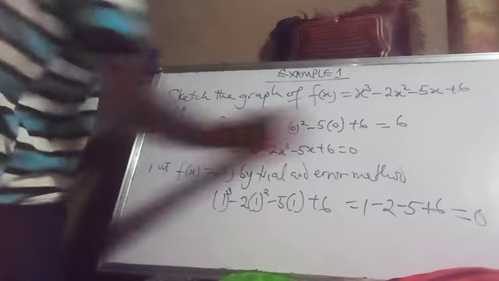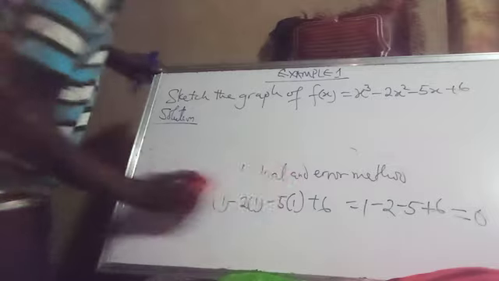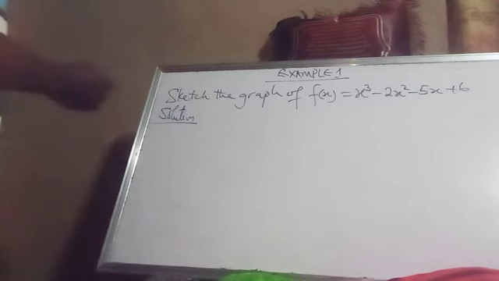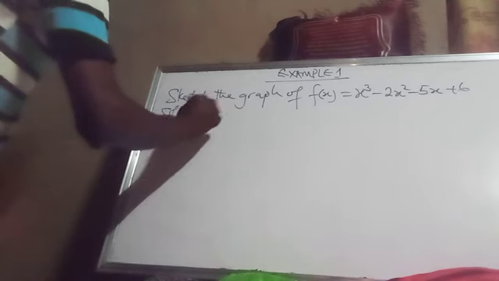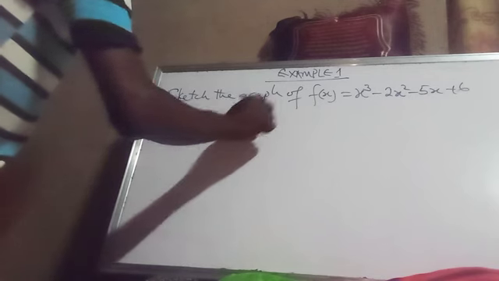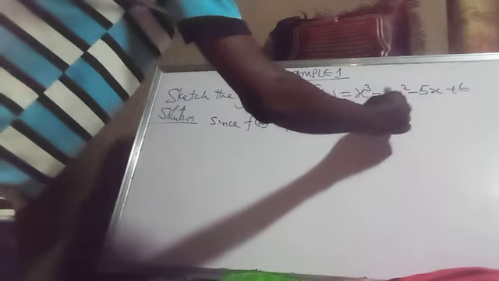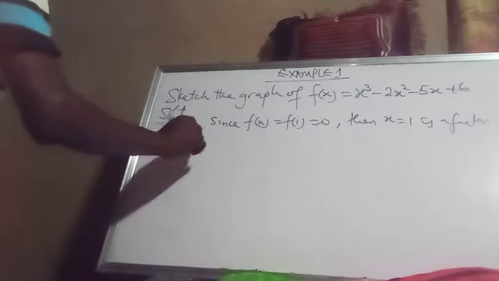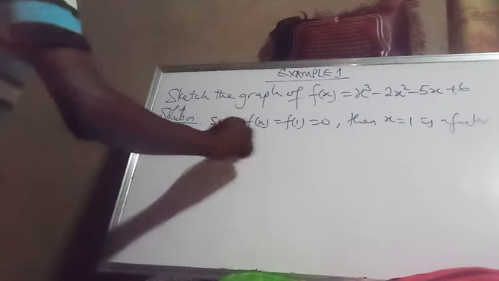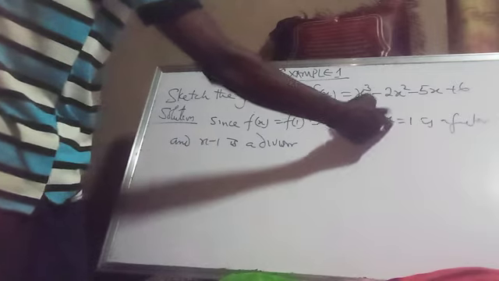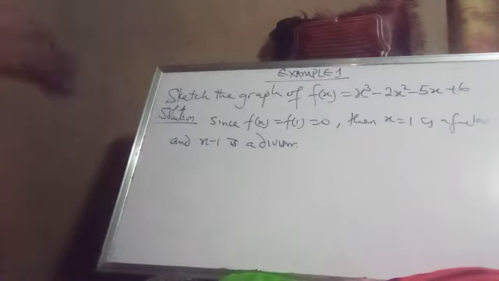So we are now going to use x equals 1 to divide the function so as to reduce it. Okay? Now, quickly we do this. Since f of 1 is equal to 0, then x equals 1 is a factor, and x minus 1 is a divisor. How do I get x minus 1 from here? Since x equals 1, by the time you bring 1 here, it becomes x minus 1 is a divisor. So we divide. Let's divide the function.